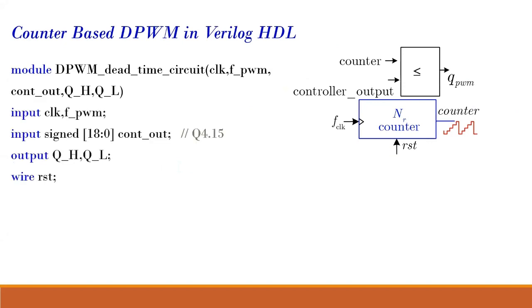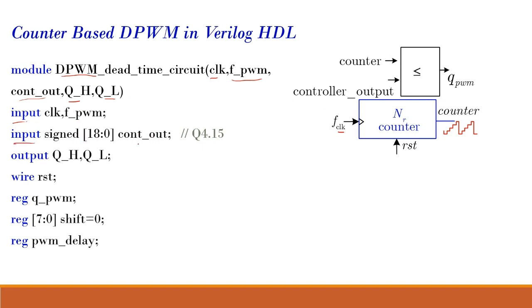This is the Verilog code which sir has written. Let us consider we are generating this DPWM with dead time. I have my clock, and I am also giving the PWM frequency clock signal. The controller output is there. I have QH and QL. So my clock and FPWM are inputs to my block, and the count out, the output of the controller, is also an input to the block.